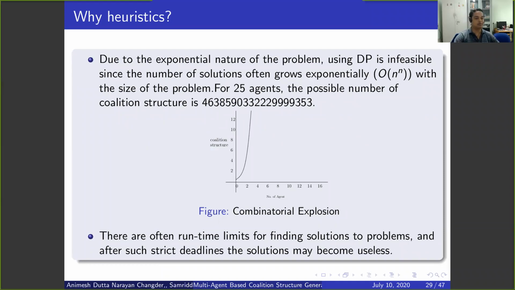Here, those people who are listening very sincerely are understanding the idea. For 25 agents, mind it, for 25 agents, the possible number of coalition structures is this. You can imagine the growth. So what does heuristic mean?